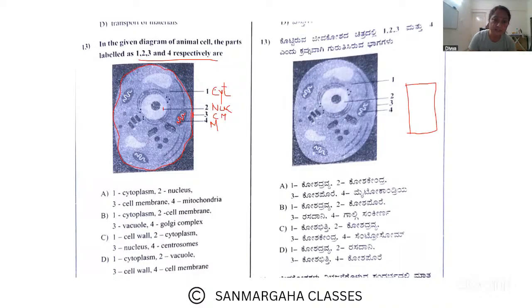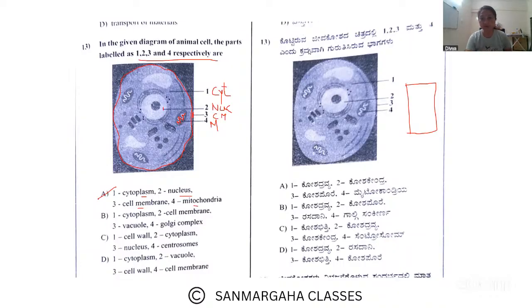So first one is cytoplasm. Yes, cytoplasm is here. And second is nucleus. Yes, nucleus is also here in the first option. Third one is cell membrane. Yes, cell membrane. Fourth one is mitochondria. Yes, mitochondria. Yes, in the first option itself we have cracked it, right? So our option is first one, A option. So once we get all the four right, then we need not move further.